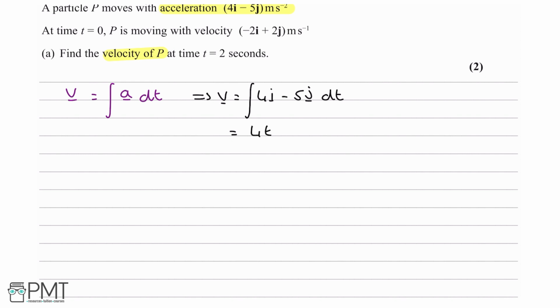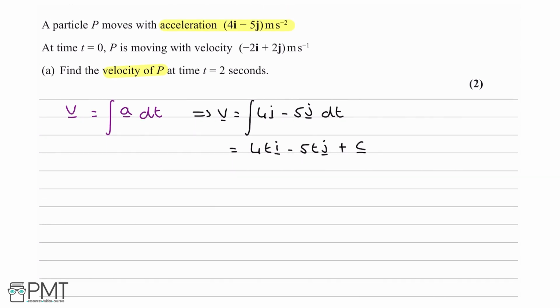so it's going to be 4ti, and then minus 5tj, plus c. This is our constant of integration. So now, what we need to do to find c is use the initial condition. The initial condition is here: when it says at time t equals 0, P is moving with velocity of minus 2i plus 2j meters per second, this is the initial condition.